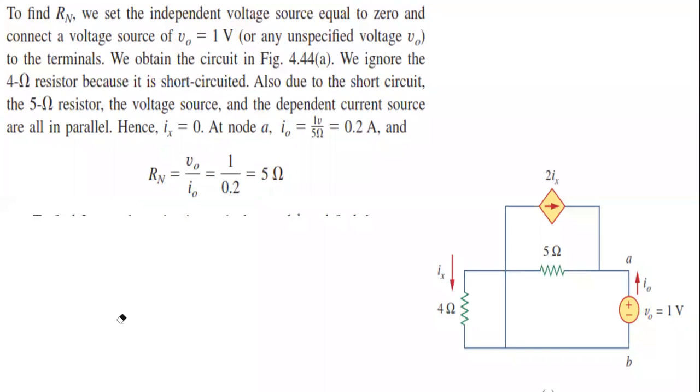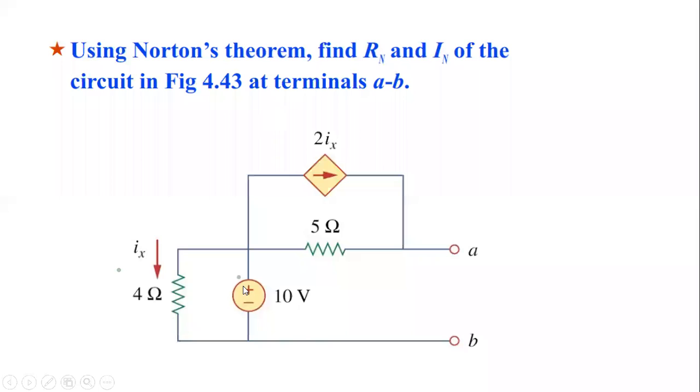Now see carefully how I am finding it. I have connected a 1 volt source. After that, the voltage source has been shorted. You can see in the previous slide there was a voltage source here. If you short this voltage source, definitely the 4 ohm resistance will be of no use, because it has been shorted like this. So all the current will flow from here, not from here.